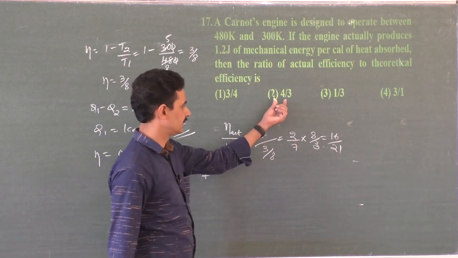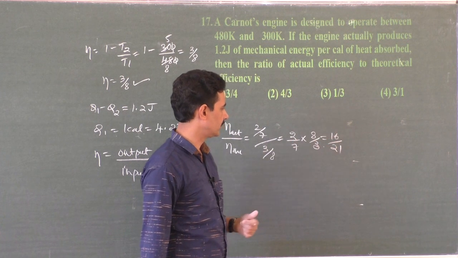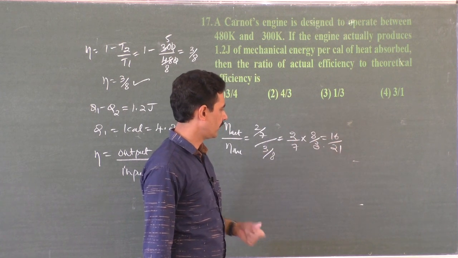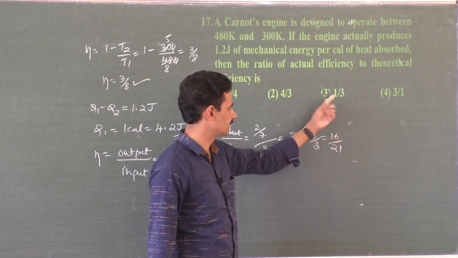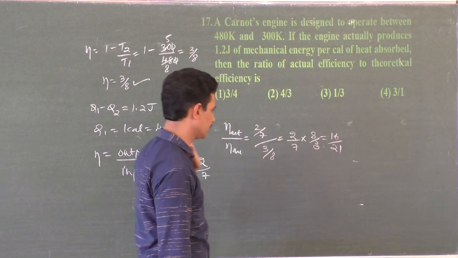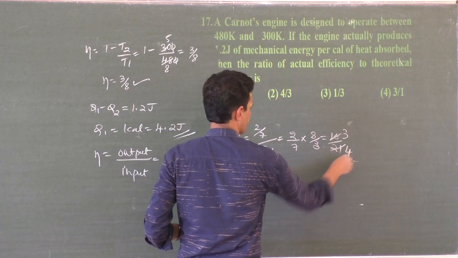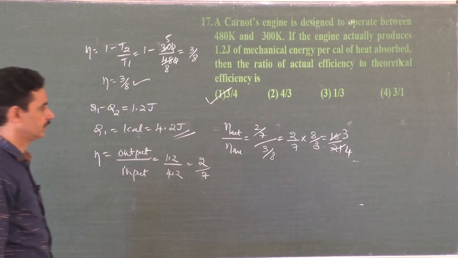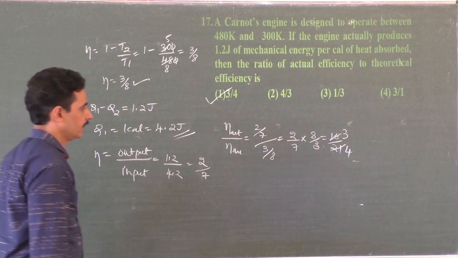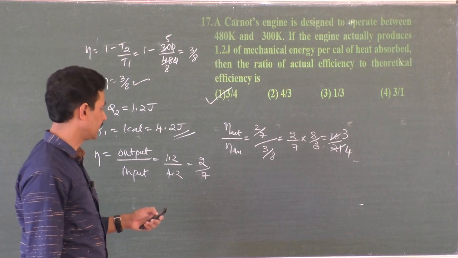This cannot be, because this is greater than 1. That is not possible. This one, isn't it? 5 3s are, 5 4s are, almost nearly 3 by 4. That is the answer, a very close answer. It is almost equal to 3 by 4.